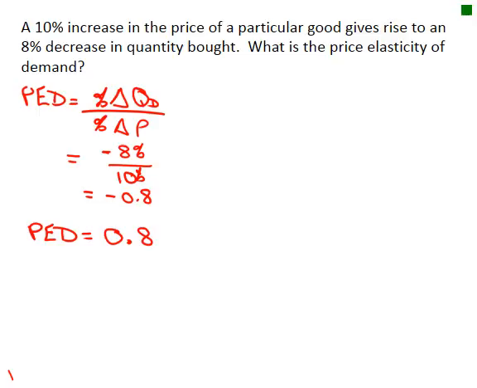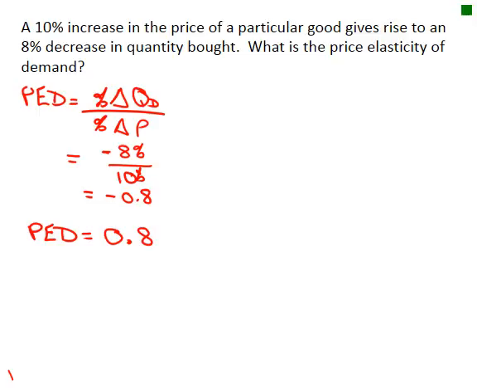All right, now this is almost embarrassing, but you're going to see just a coincidence of the answers. It is completely happenstance. It's just the 3 examples I plucked out, you'll see in a moment. So now we're dealing with a 10% increase in the price of a particular good. It gives rise to an 8% decrease in quantity bought. What is the price elasticity of demand? Well, this one's going to be easier because it's given to us in percentage change already.